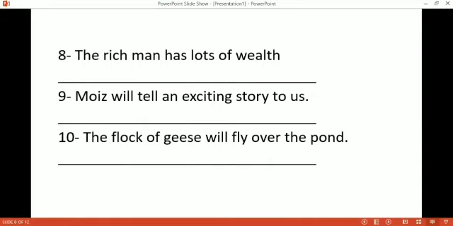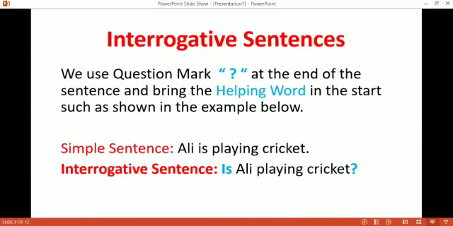Okay, now number ten is the flock of geese will fly over the pond. Okay, children, which helping verb is used in this sentence? Yes, will. And after will, we will put not. The flock of geese will not fly. The flock of geese will not fly over the pond. Okay, children, moving to the next page now.